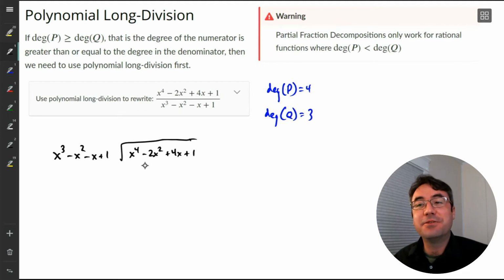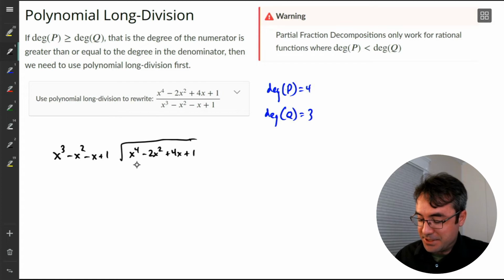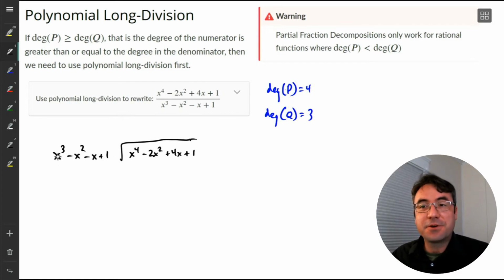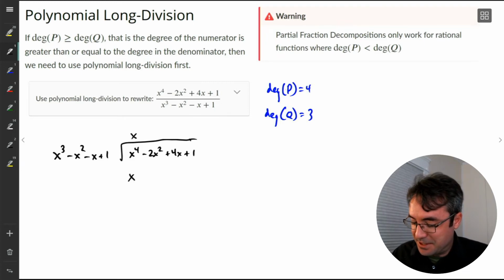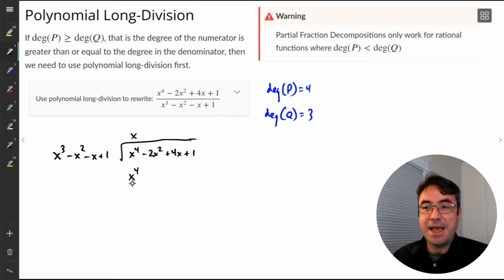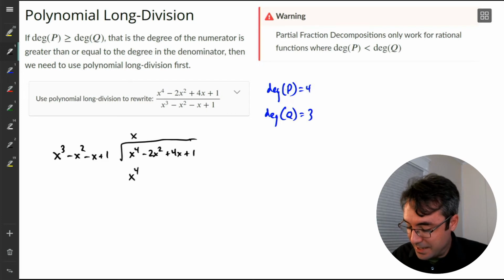The way long division works is we look at the first term and we want to make it match up with the first term here. So what would we need to multiply x cubed by to get x to the 4th? We would have to multiply by x. So we get x to the 4th. And then we have to multiply everything else by x. So we're going to get negative x cubed minus x squared plus x.